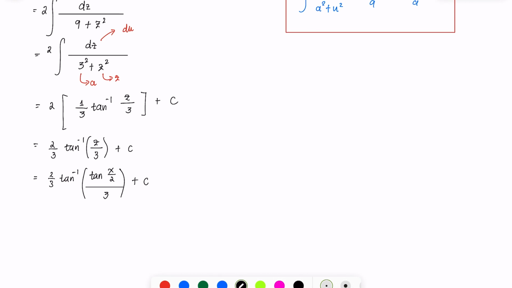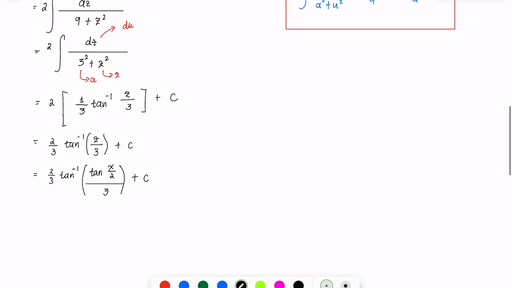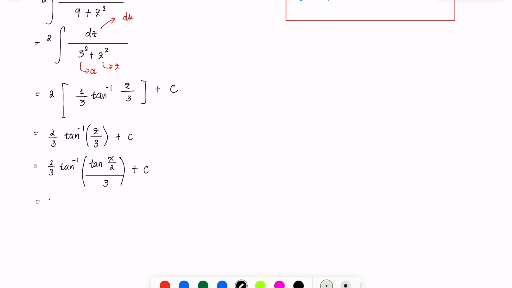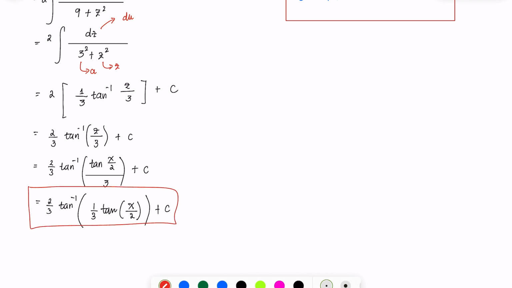Now, if you want to simplify this further, you cannot simplify this further. It's 2/3 tangent inverse of 1/3 of tangent of x over 2, plus c. All right, so this is how you do your integration using the z-substitution.